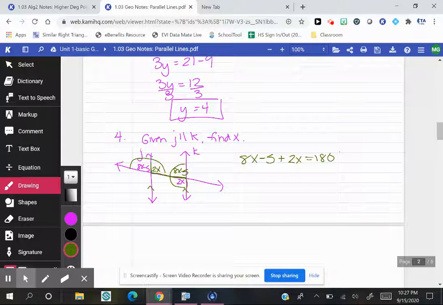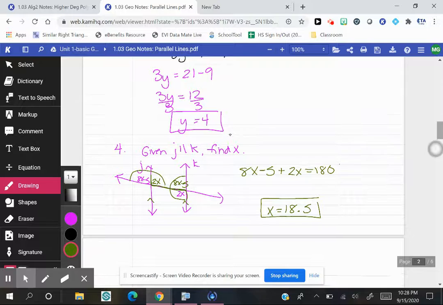Pause the video here. Take a moment to combine your like terms and solve for x. Okay, and you should have gotten x equals 18.5. For this one on your paper, you should have all the work written out to get that answer.